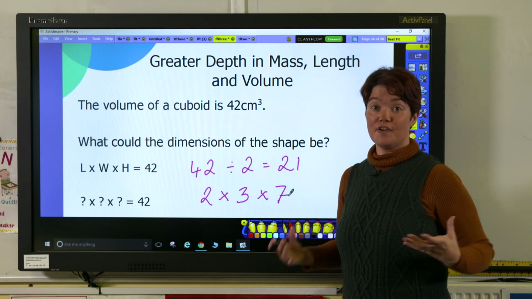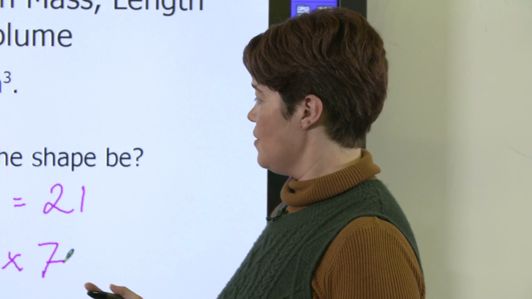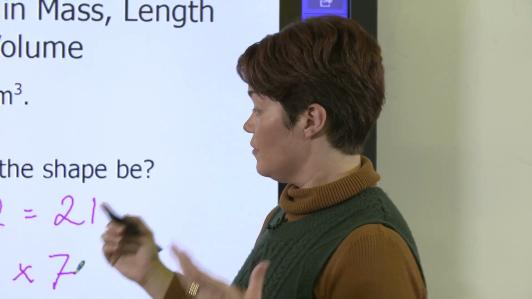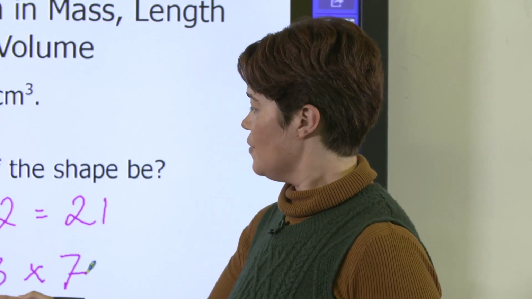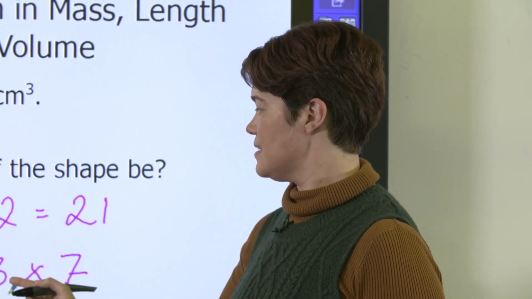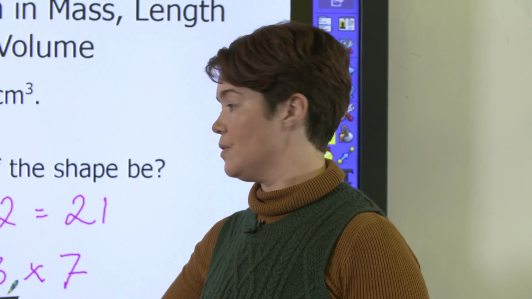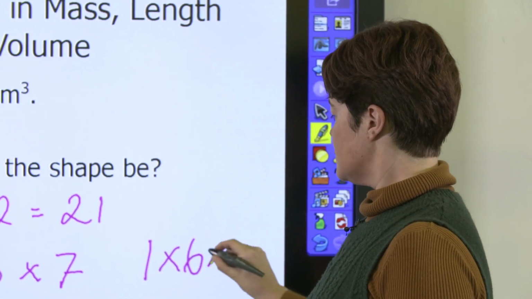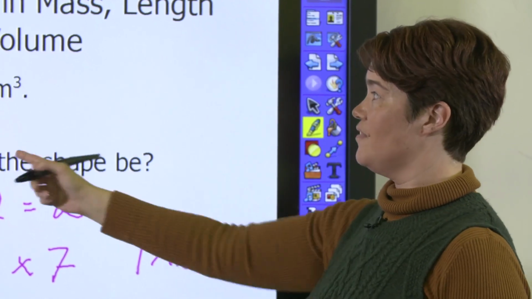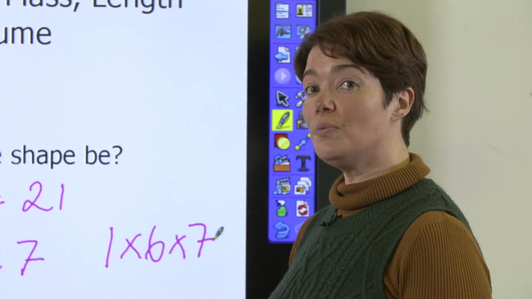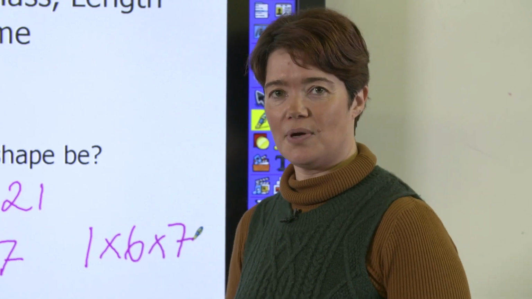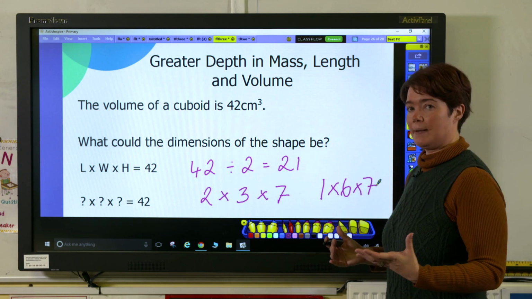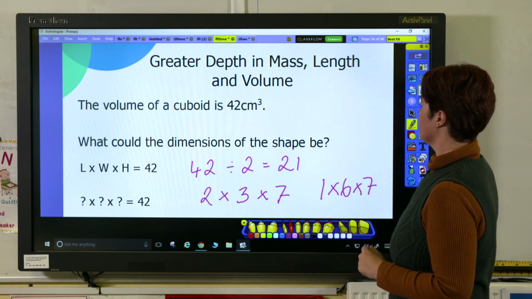Again, hopefully with their fluency and number sense, they know that if they double one of these numbers, they can halve one of the other numbers so they get a different cuboid. So if they doubled 3, for example, to make it 6, they could halve 2 to make 1. So a cuboid 1 times 6 times 7 will also have a volume of 42 centimetres cubed. It will be a different cuboid. And there we're exploring with greater depth what that could be. So that's our first problem.